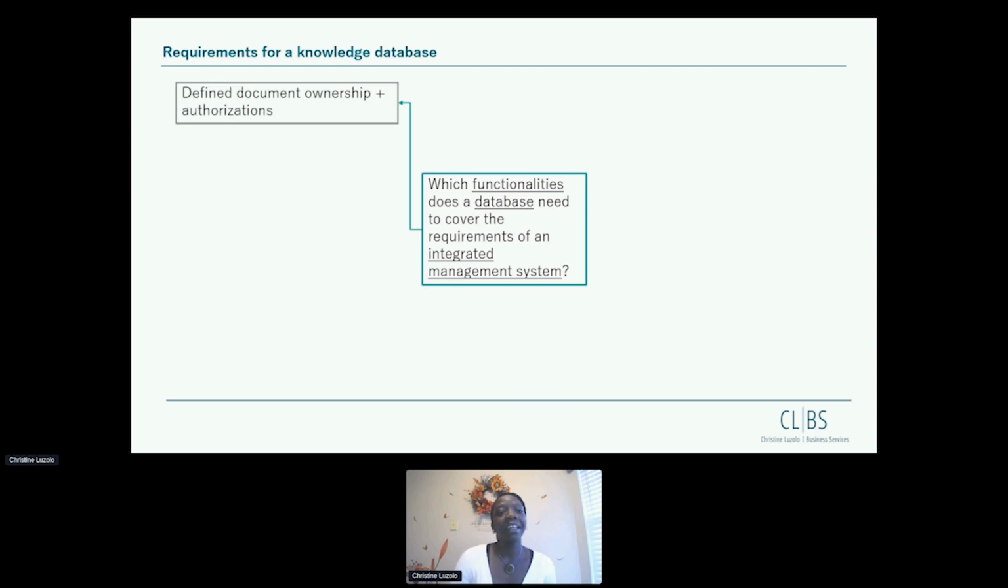So it starts with defined ownership and authorizations. Sounds pretty simple, but what I mean here is that document ownership, for example, must be very visible. Actually, already when entering a space or a content side of a database, it should not be like, for example, in Word documents, where you have to search through settings and functions and assets of a document to actually find the document owner. It should be made clear, and it should also go along with very clear authorizations for this document.